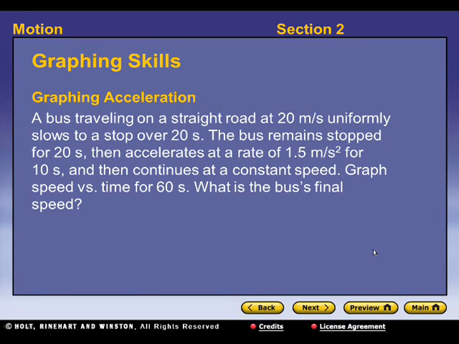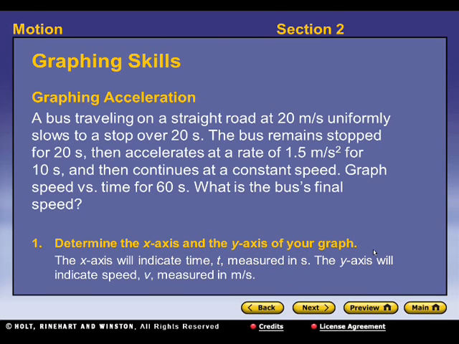Alright, so let's move on here. Graphing skills. So we've got a bus traveling on a straight road at 20 meters per second. It uniformly slows to a stop over 20 seconds. The bus remains stopped for 20 seconds, then accelerates at a rate of 1.5 meters per second squared for 10 seconds. Then it continues at a constant speed. So graph the speed versus time for 60 seconds. What's the bus's final speed?